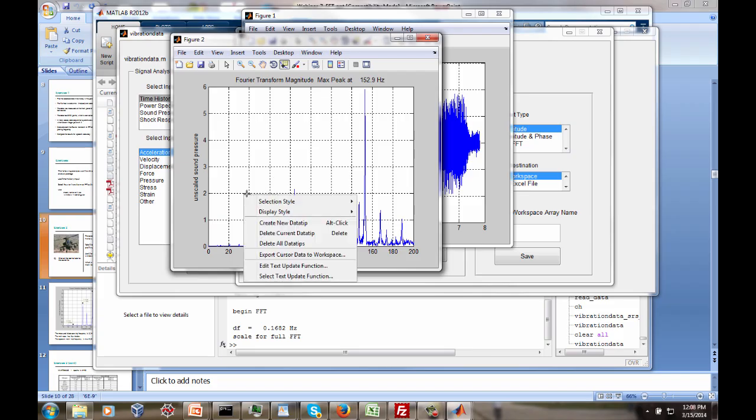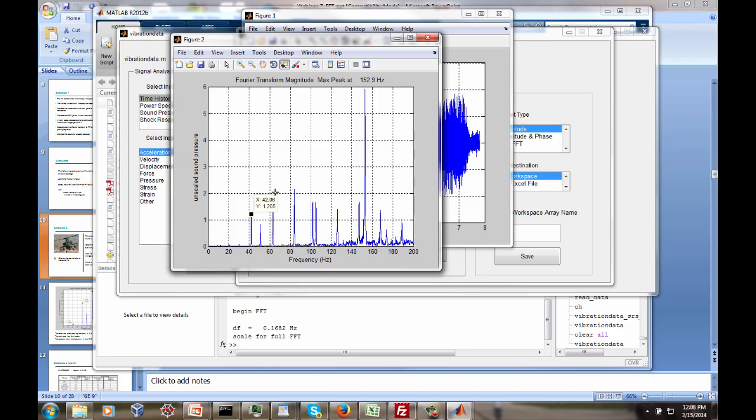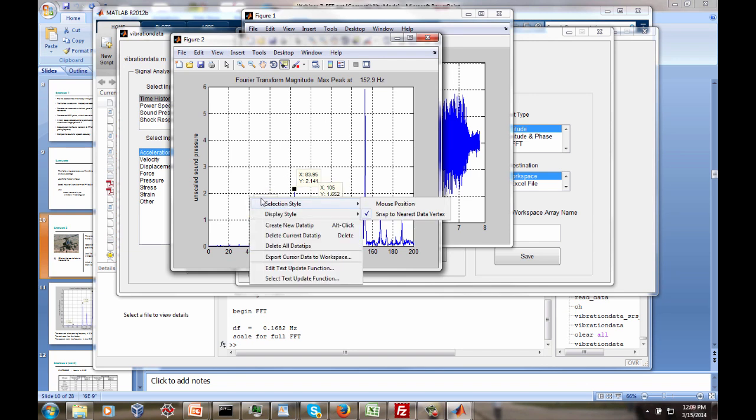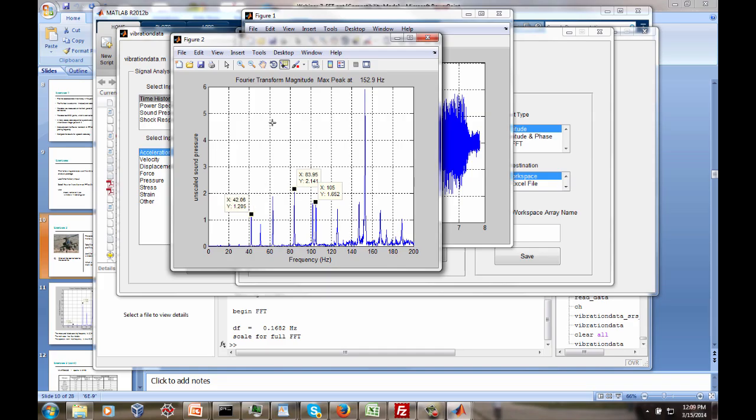We've got a peak at 42 hertz, and then our next one is at 63 hertz. If I do create new data tip, I can show you the one at 84 hertz, and then one at 104, about 105 hertz. Now I'm doing a little better. I'll create yet another data tip. I've got a pattern of spectral peaks here: 42 hertz, 63, 84, 105.